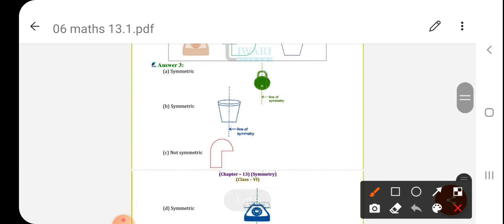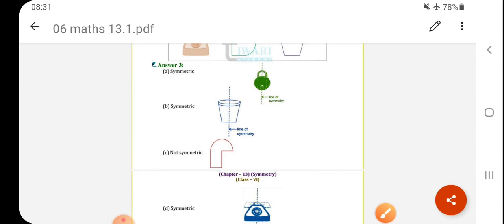Then here any random shape is given. If you are going to draw a vertical line of symmetry, then it will not divide this figure into two equal parts. Then draw a horizontal line of symmetry, then also it's not possible, that's why it's not symmetric.